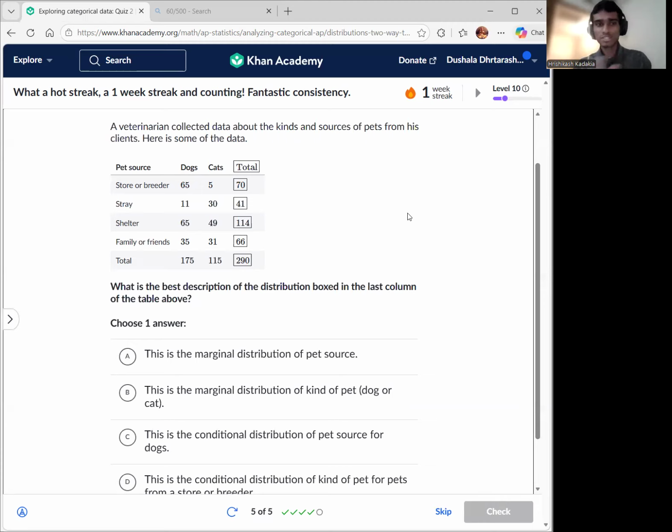Whose path source was straight? Whose path source was shelter? Whose path source was family or friends? Regardless of the animal, regardless of the cats or dogs. So it's the marginal of the pet source. Yes, that's actually absolutely correct.